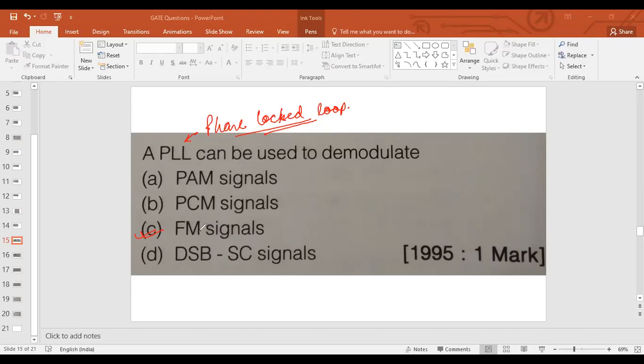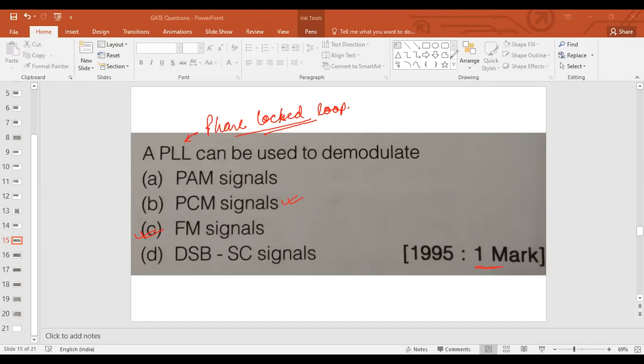If we get time, we will see it later, otherwise, in the next semester when you study the next portion of digital communication, in that case we will see PCM signals. So this PLL demodulation technique is used in FM signals. It is also one more question based on memory only.